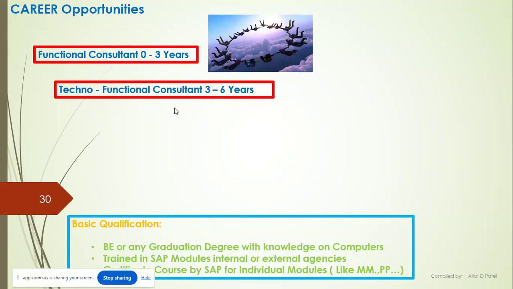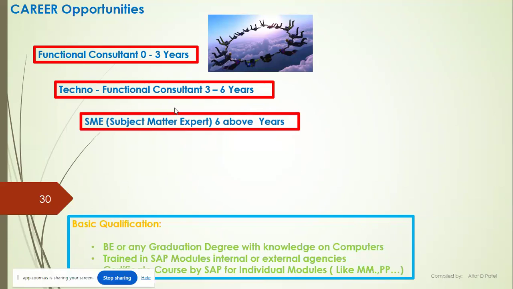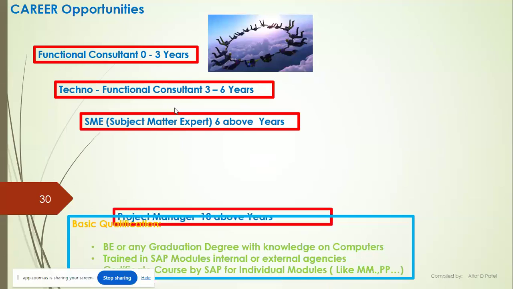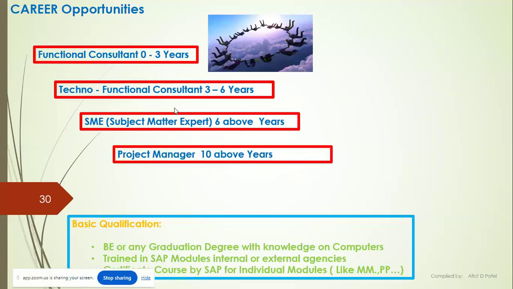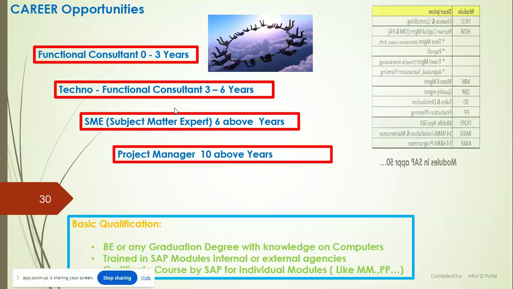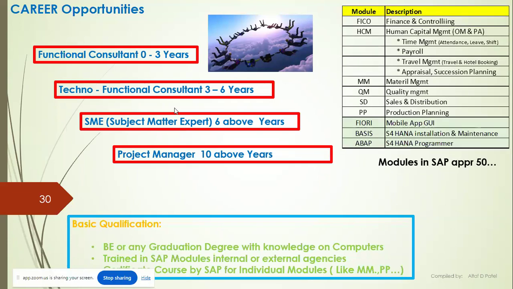Techno-functional consultants, 3 to 6 years experience. Some are called a subject matter expert, like for example, material planner, MRP, APO. These all need very experienced people. They call it as an SME expert. Then project manager, about 10 years. So these are the modules I was talking about.